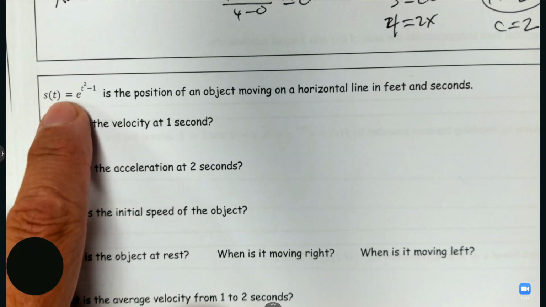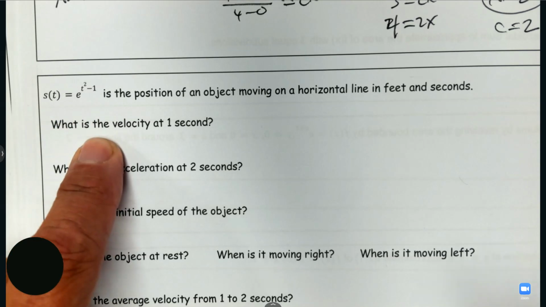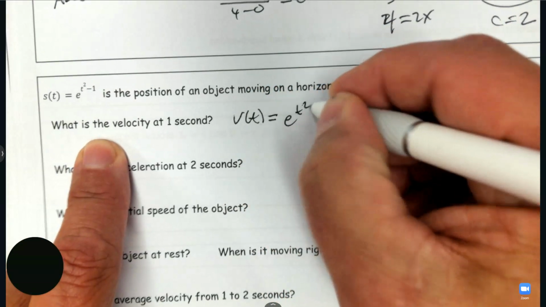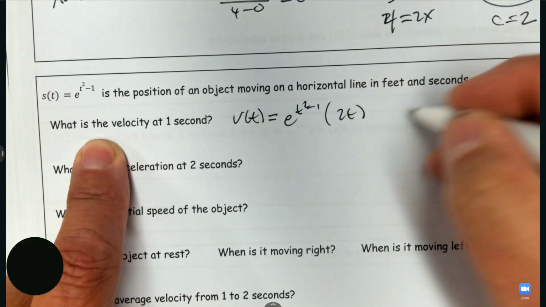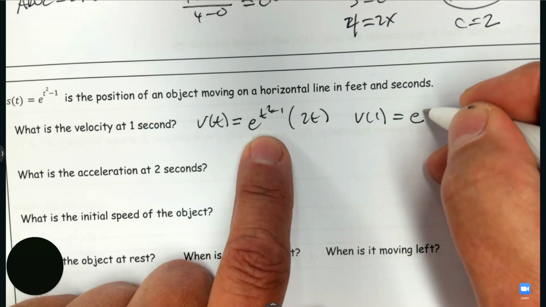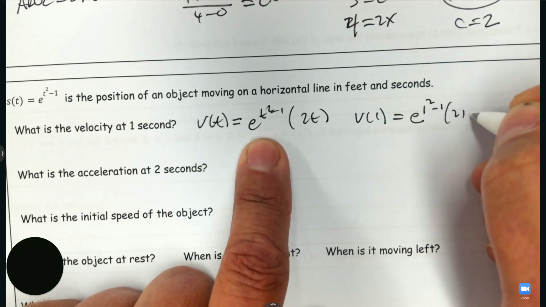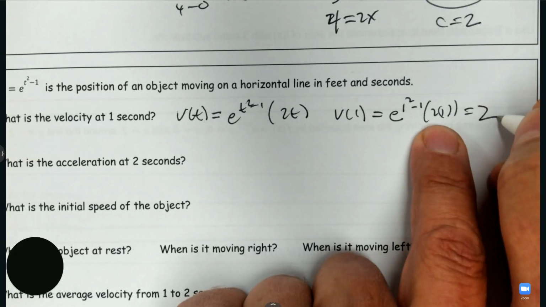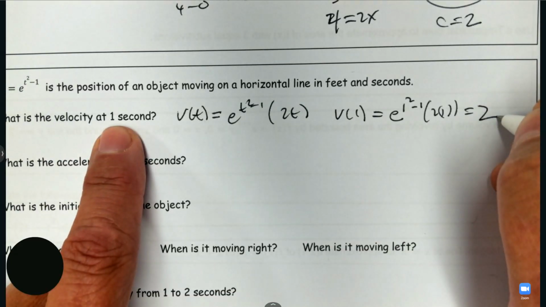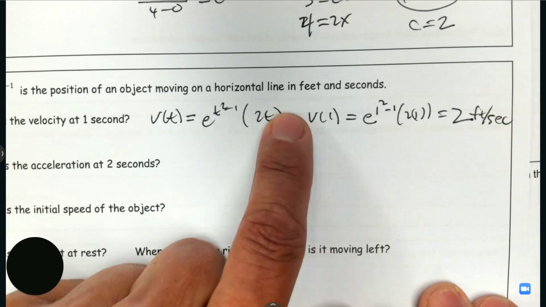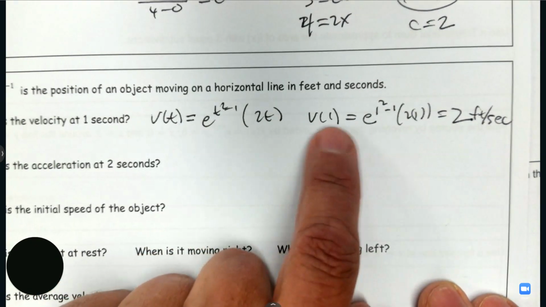All right, we have a position there. It says, what's the velocity? So I need to know what the velocity is first. So that's the derivative. So I copy, and then the hook, and then I plug in 1. So if I plug in 1 and then solve it, this is e to the 0 times 2. So the velocity is, and it's in feet per second, so 2 feet per second. So you take the velocity, plug in 1, and get 2.